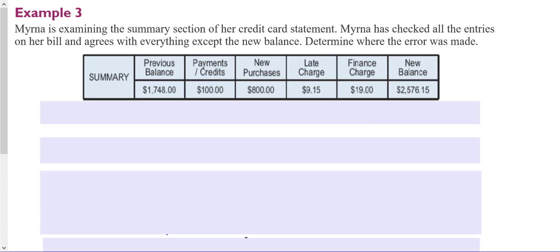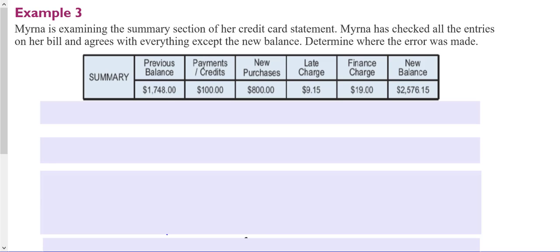In this video for Unit 3 Learning Set 5, we're going to examine some errors that might occur when you receive your credit card statement. So for the first example, Myrna is examining the summary section of her credit card statement. Myrna has checked all the entries on her bill and agrees with everything except the new balance. Determine where the error was made.